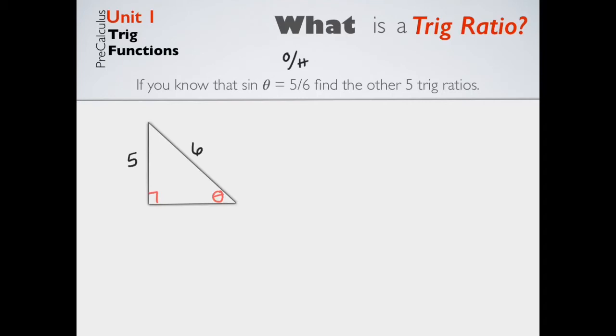So we do have to figure out the missing side. To find this missing side, you're going to look for patterns. You can be looking for 30, 60, 90 triangles. You can be looking for 45, 45, 90 triangles. You can be even looking for Pythagorean triples. For this particular case, though, we don't have either. So we're going to have to use what we know about Pythagorean theorem.